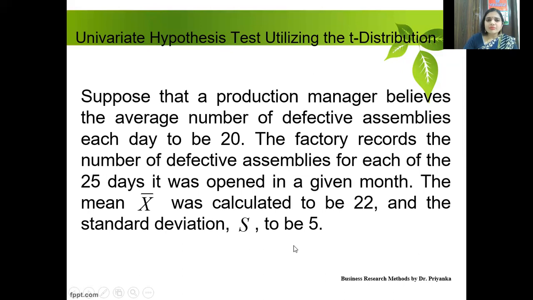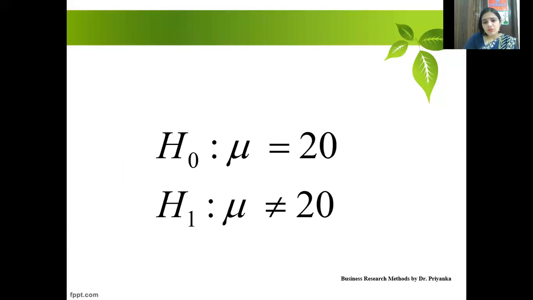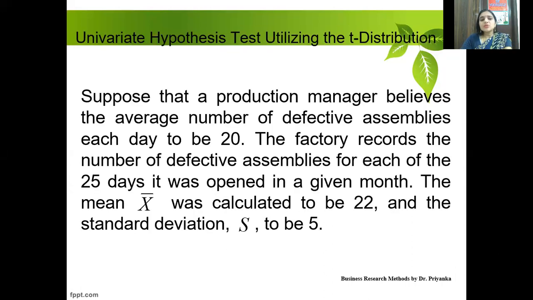Right? So we have all the values with us. We just need to put these values in the formula. And the null hypothesis here would be mean is equal to 20, and the alternate would be mean is not equal to 20, because the manager believes that it is 20, but actually it is 22. So the manager's belief is being taken as the null hypothesis, and the actual value which we have got would be taken as the alternate hypothesis.